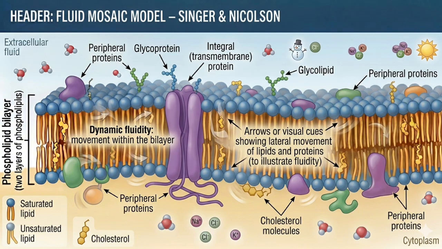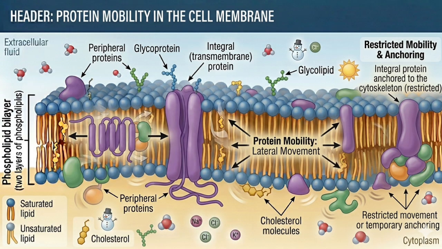But then something unexpected happened. The colors started to mix. Slowly but surely, the green and the red spread across the entire membrane, blending together. This meant one thing, proteins were moving. And if proteins can move, the membrane cannot be rigid. This single experiment provided direct evidence that the membrane is fluid, not static, not fixed, but dynamic and constantly changing.